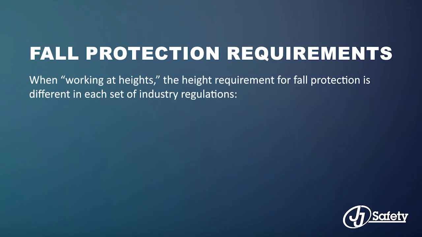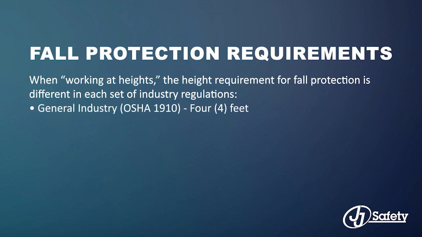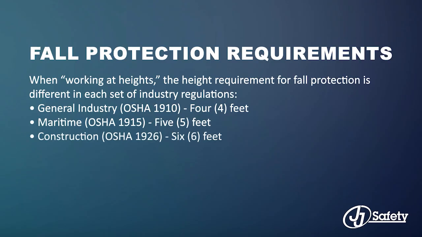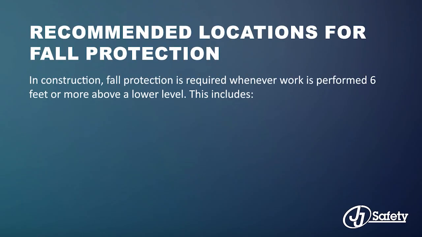When working at heights, the height requirement for fall protection is different in each set of industry regulations. For example, general industry requires fall protection at heights at 4 feet or greater, maritime at 5 feet or greater, and construction at 6 feet or greater. In construction, fall protection is required whenever work is performed 6 feet or more above a lower level.